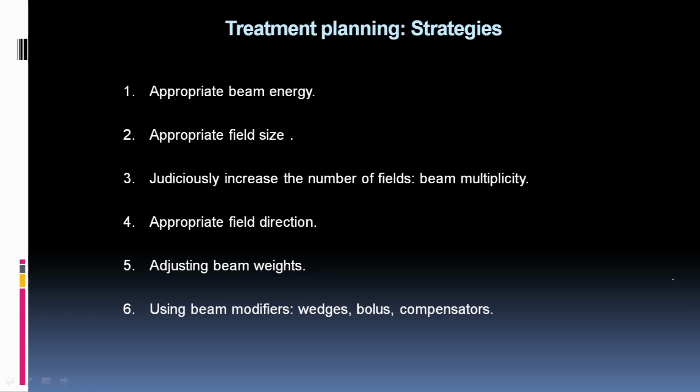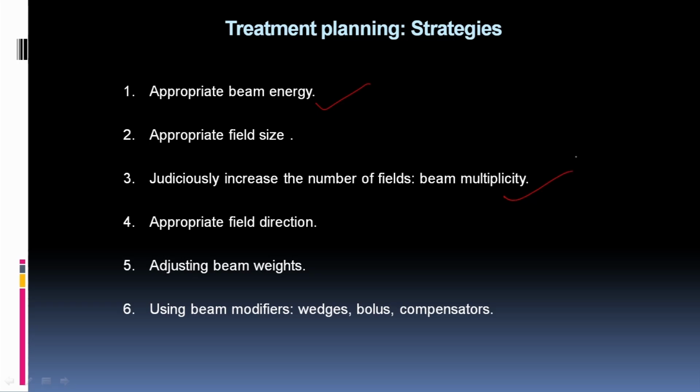So, you need to select the appropriate beam energy that is suitable for that patient and the specific type of disease. And next one is, we should select the appropriate field size, means the field aperture or portal aperture should be such that it should just encompass the target volume which is mentioned by the radiation oncologist, and this target volume should be covered by the appropriate field size. And we can judiciously increase the number of fields, that is beam multiplicity.